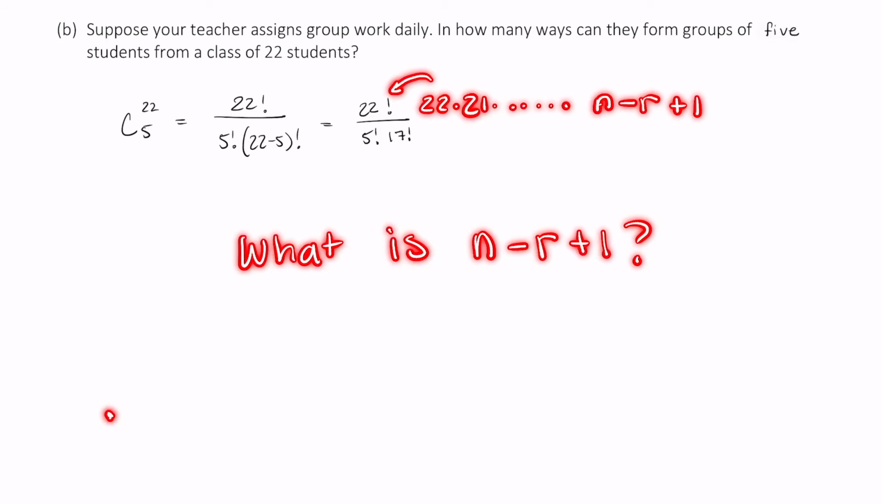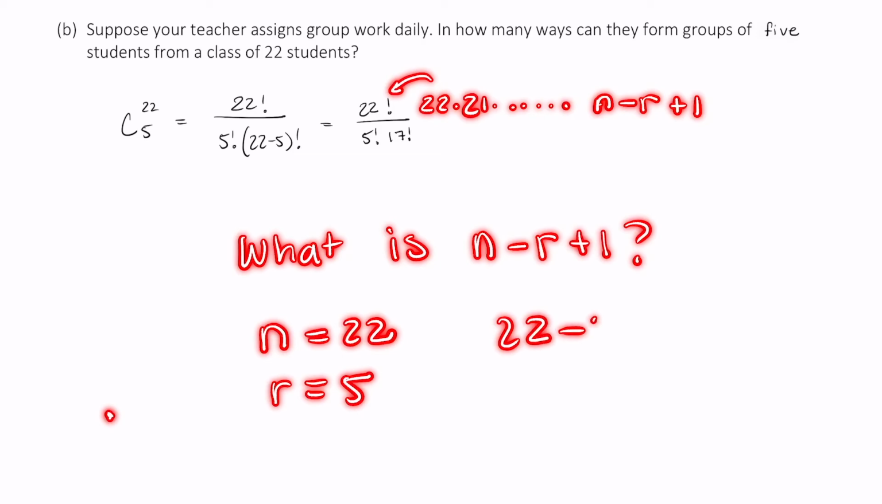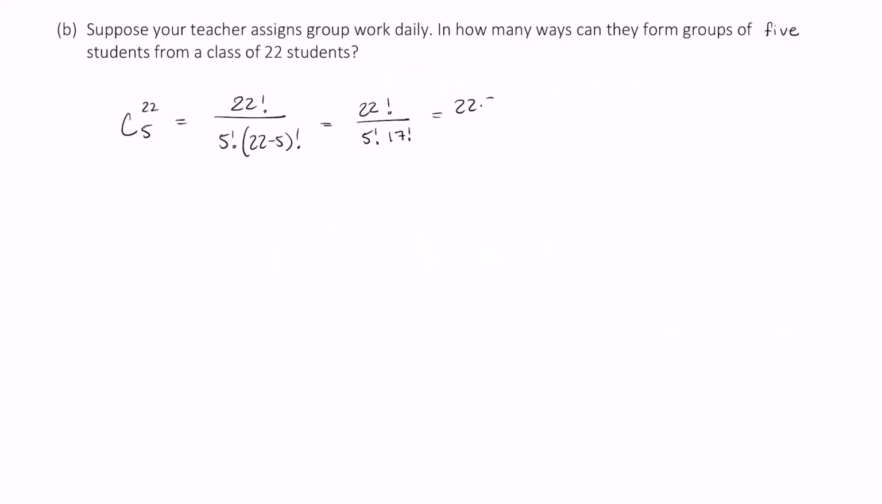Did you say 18? If you did, you're correct. Remember, n is equal to 22, r is equal to 5, so 22 minus 5 plus 1 is equal to 18. So in our numerator, we're going to multiply 22 all the way down to 18. Let's do that. And divide that by 5 factorial. Now, what is that going to work out to be? At this point, use your calculator, and you end up with 26,334.